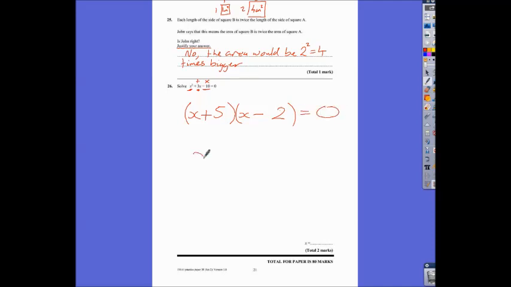Now to solve this, this is just 2 numbers. So that's just a number, and that's just a number. So one of these numbers has to be 0. So x plus 5 has to be 0, in which case x would be minus 5. Or x minus 2 has to be 0, in which case x would be 2, because 2 take 2 is 0. So our solutions are minus 5 or 2. And that's the end of the paper.